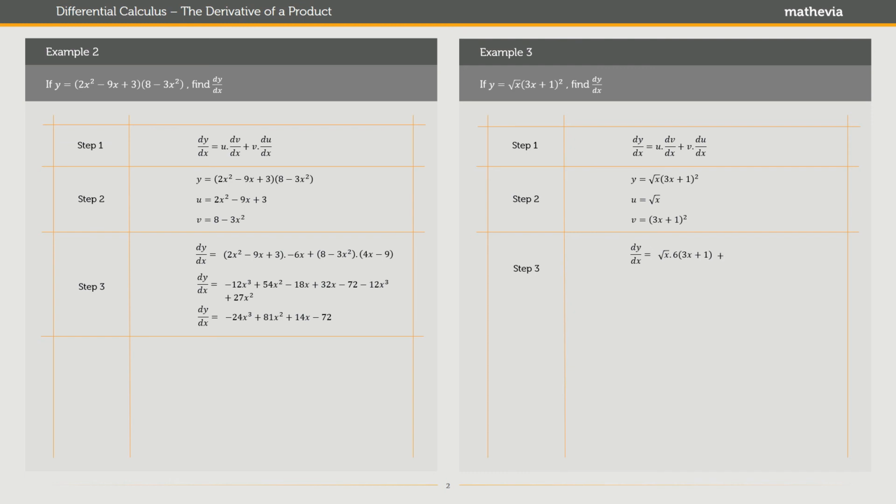Then you add this to keeping v constant and differentiating u. When you differentiate root x, you end up with 1 over 2 root x, and I think this is our final answer. You can expand further if you want to, but you can have this as your final answer. You have 6 root x multiplying 3x plus 1, plus 3x plus 1 squared over 2 root x.